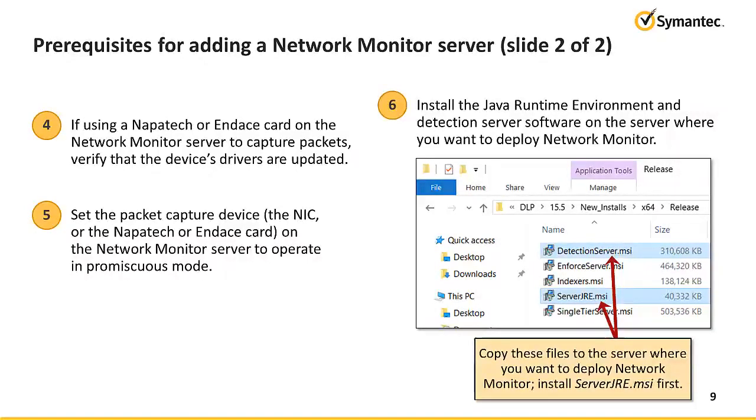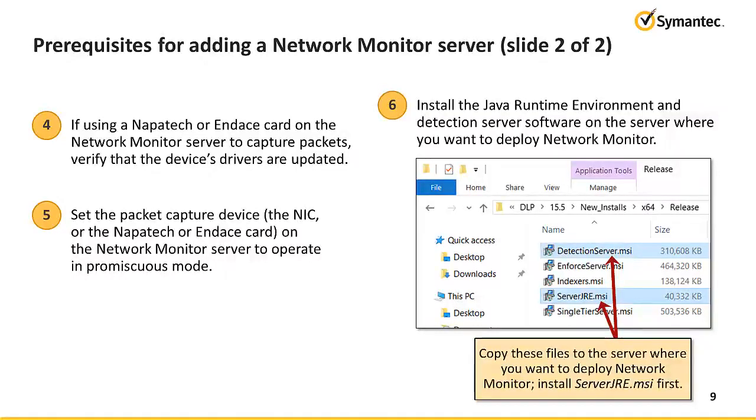First, log into the server as administrator. Then, copy the Java runtime environment and detection server installation files, called serverjre.msi and detection server MSI for Windows hosts, and serverjre.zip and detection server.zip for Linux hosts. Copy from your DLP download folder to the server.